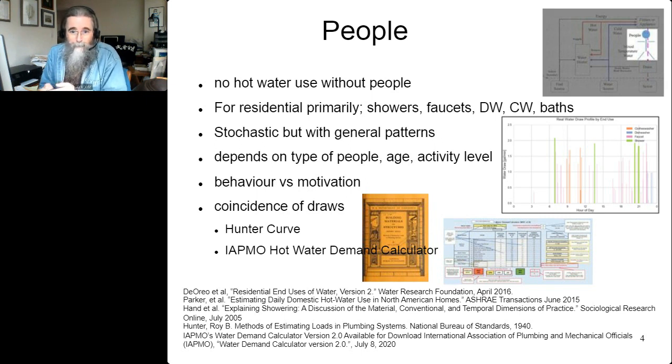The old Hunter curve, which unfortunately a lot of the sizing codes are still based on, was developed back in the 1930s. There's a new hot water demand calculator based on much more recent field data out of IAPMO, which should probably be used for sizing systems now. That's based on residential data.